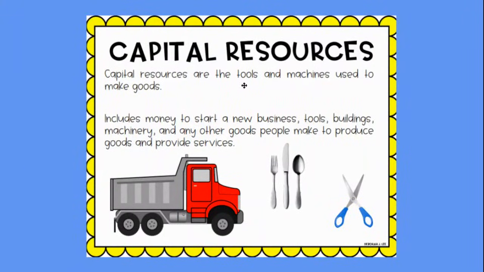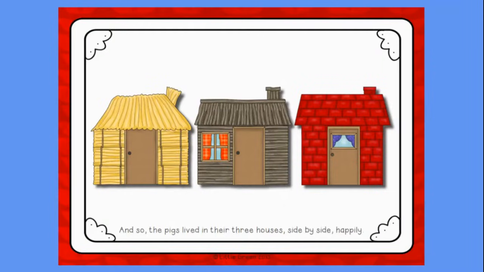Another type of resource we have is capital. Capital resources are the tools and machines used to make goods. They can include money to start a new business, tools, buildings, machinery, and any other goods people make to produce goods and provide services. Now, when I think about putting these houses together, they maybe had to use rope and glue, nails and hammer, and the cement in between.